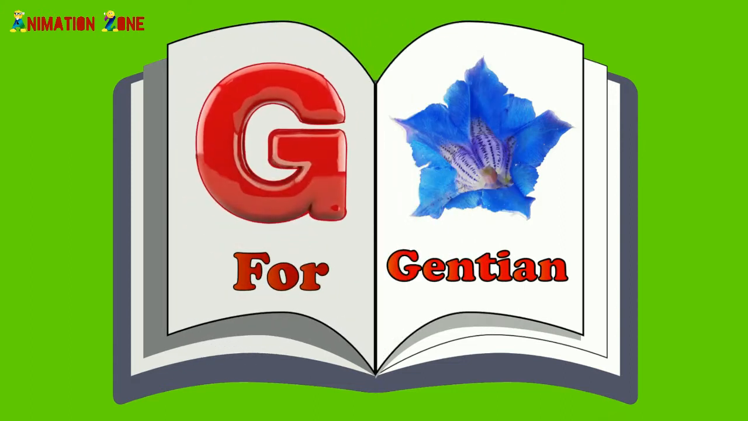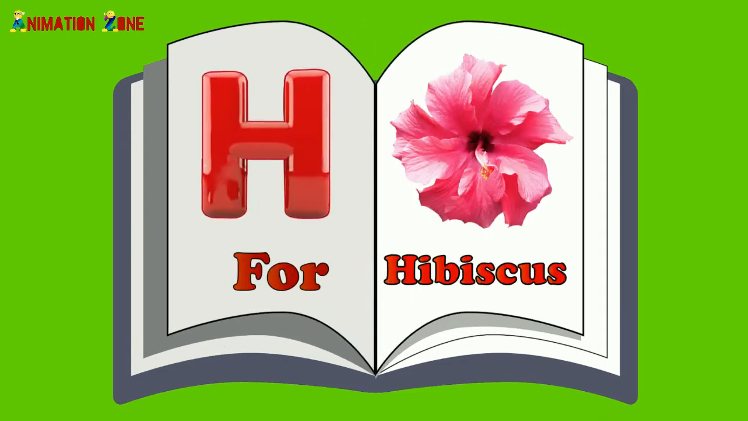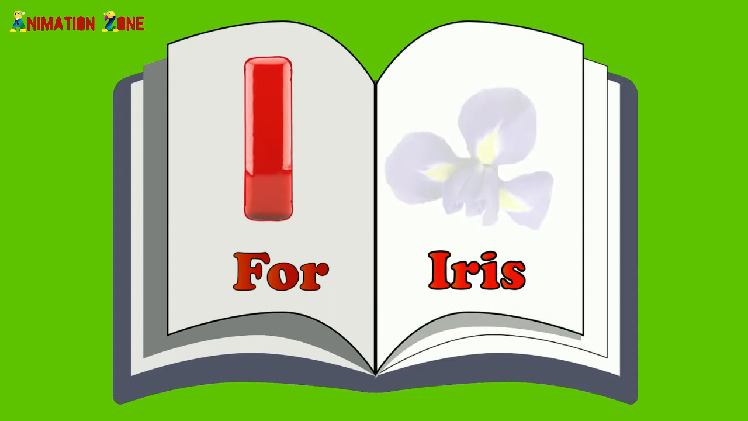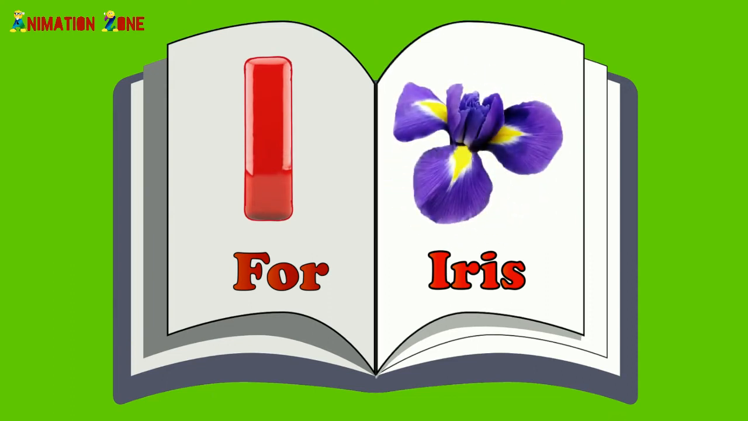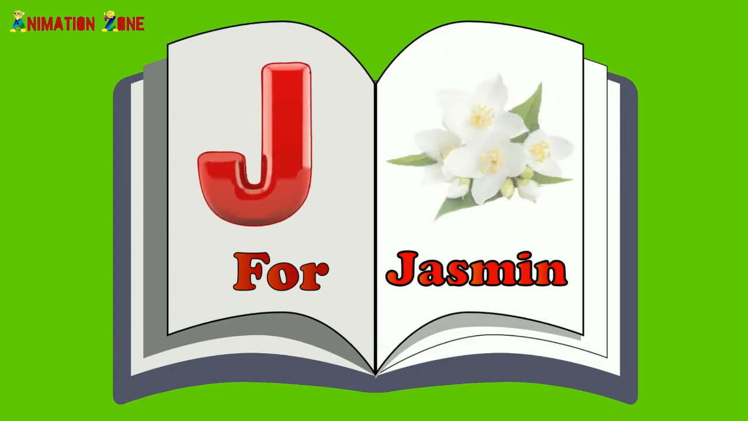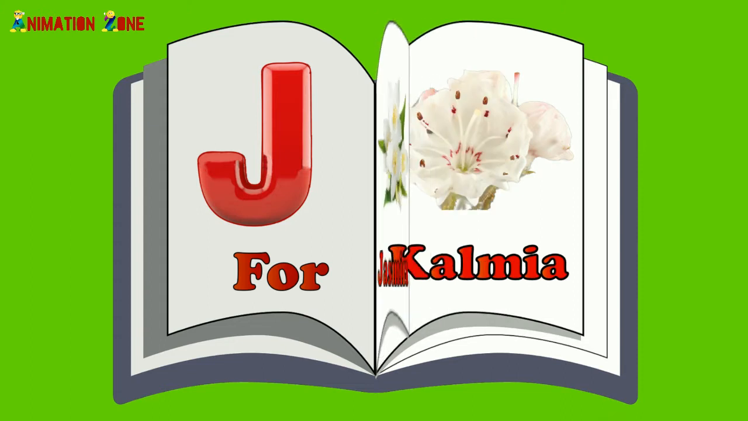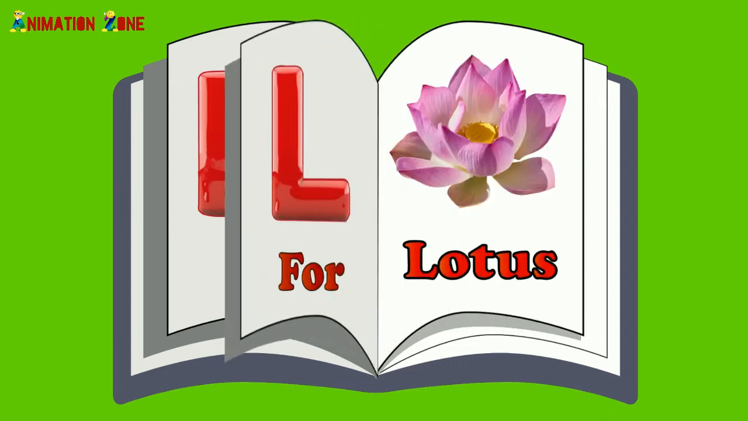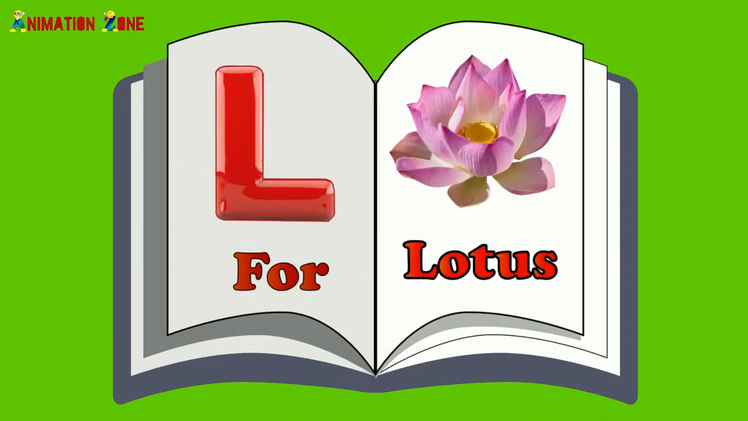G for gentian. H for hibiscus. I for iris. J for jasmine. K for camellia. L for lotus.